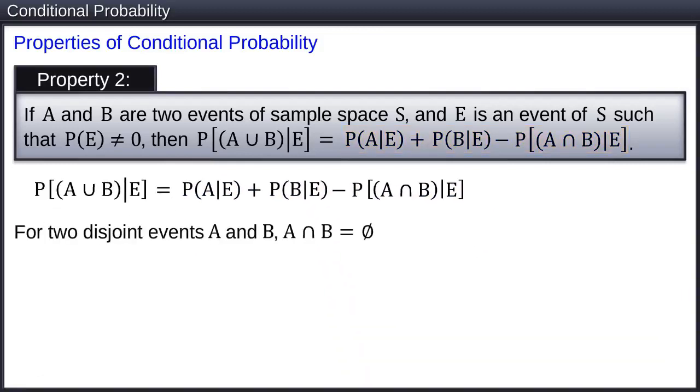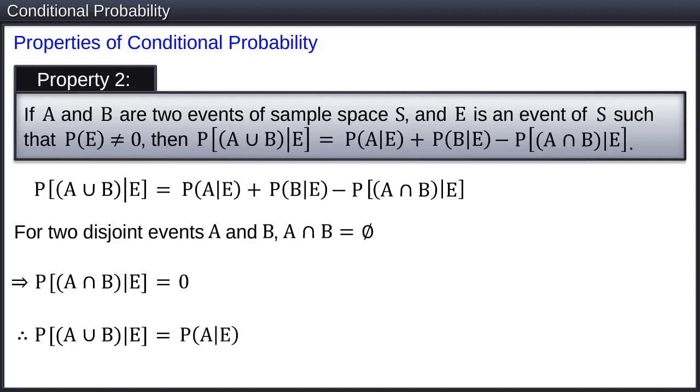We know that for two disjoint events A and B, A intersection B is a null set. This implies that the probability of A intersection B given E is equal to 0. Therefore, the probability of A union B given E is equal to the probability of A given E plus the probability of B given E if A and B are disjoint sets.